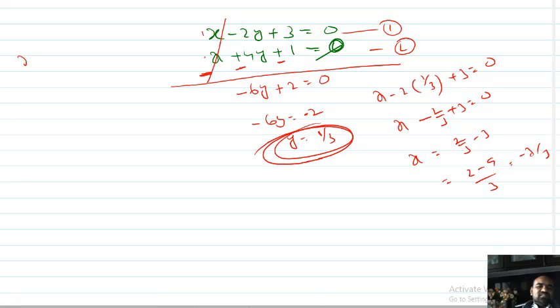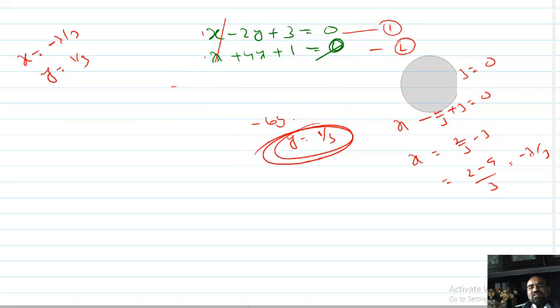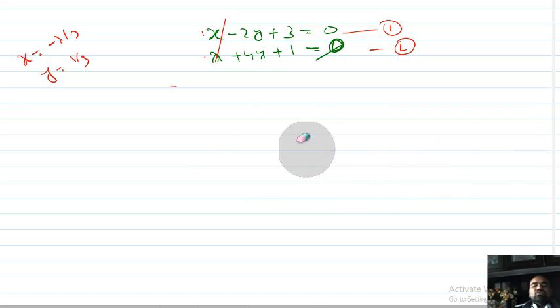Then finally what I can say, x equal to minus 7 by 3 and y equal to 1 by 3 will satisfy both the equations. What type of equations are they? They are consistent with a unique solution. Why? Because their slopes are not equal. So this is one of the methods. This method is called the elimination method.